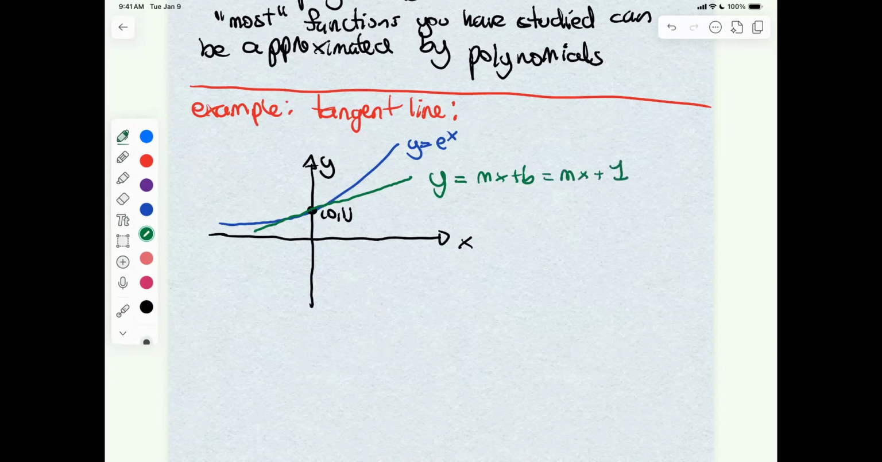The harder part, and that's where you actually need calculus, is to find the m. The m is the first derivative evaluated at that particular point. Well, that's the nice thing about the exponential: it is its own derivative. So y prime of 0 is just e to the 0, which is 1. And so that just gives you x plus 1.